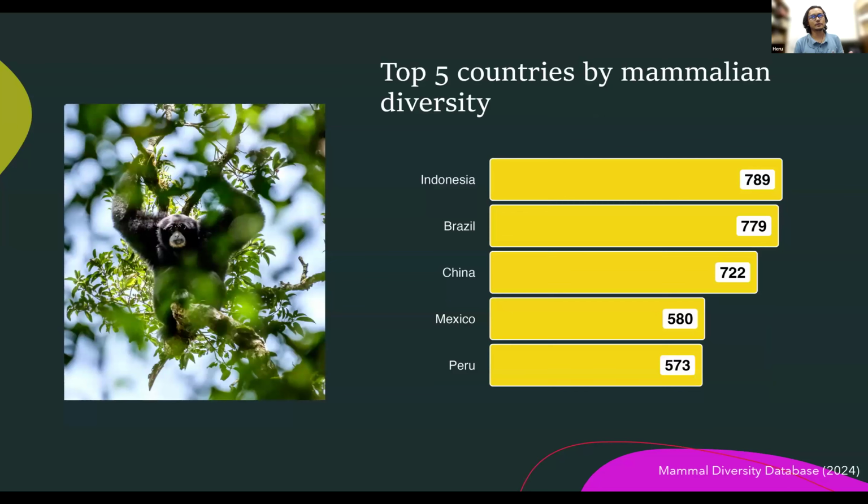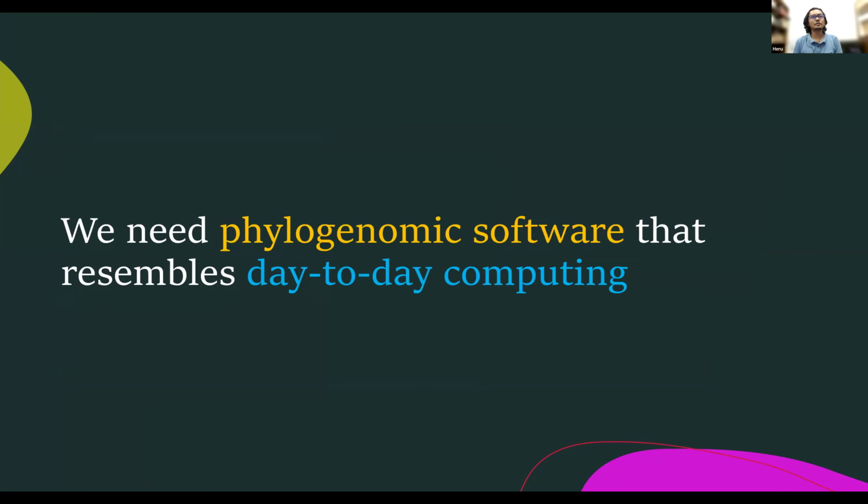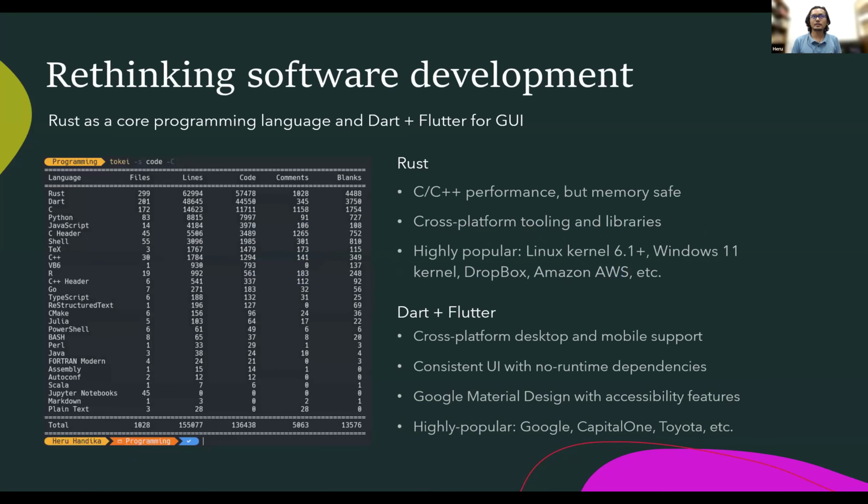To illustrate this further, I'm Indonesian, I'm a mammalogist, so I'm showing you here the statistics for mammals. Indonesia is the country with the most mammals in the world. And systematic biologists or evolutionary biologists in general run the analysis on their personal computers, and many of those are Windows. So how do we improve the accessibility and inclusivity of the software that we run our analyses on? We need phylogenomic software that resembles day-to-day computing. So how do we do that? We need to rethink the way we develop software.